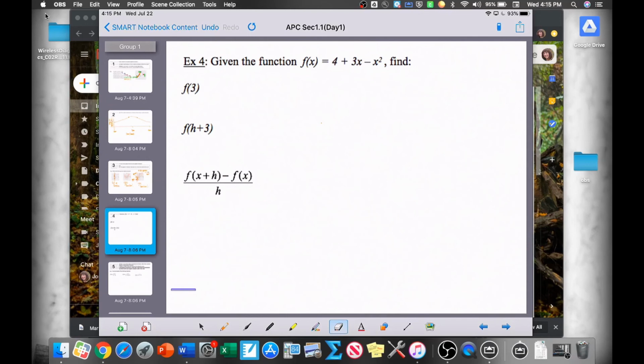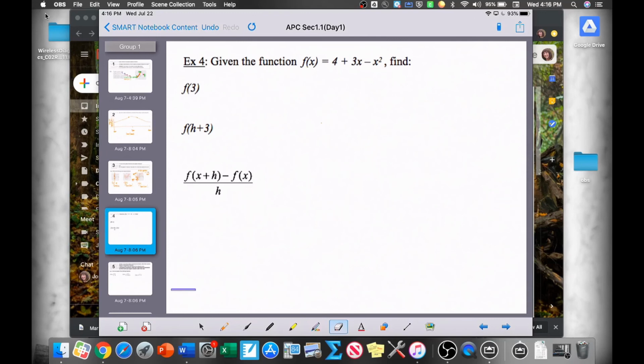We'll talk about that later when we review polynomials, but we don't need to do that for what we're asked for in example 4. But if you can picture a parabola that opens down, hopefully right now you're thinking, well, yes, of course, that would pass the vertical line test. So we do know that this is a function. But we are asked to find some values given the function f of x equals 4 plus 3x minus x squared.